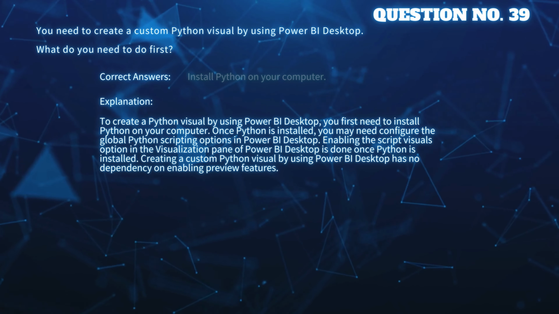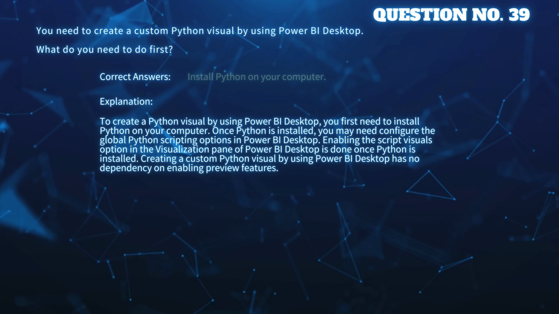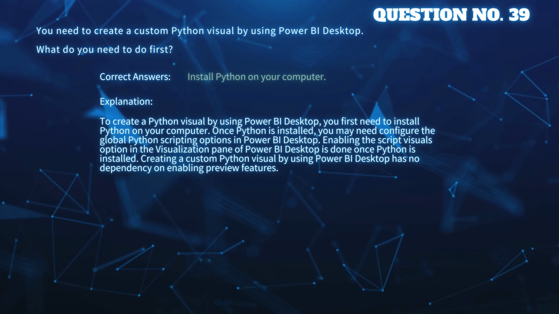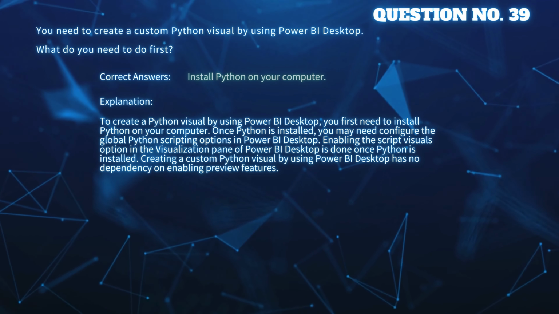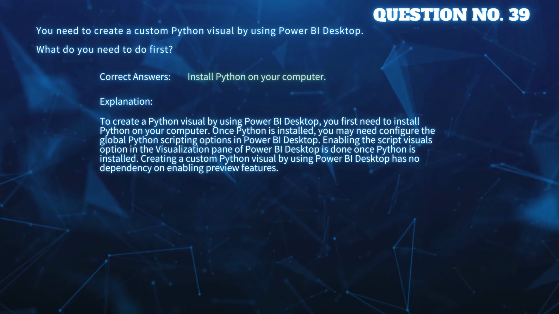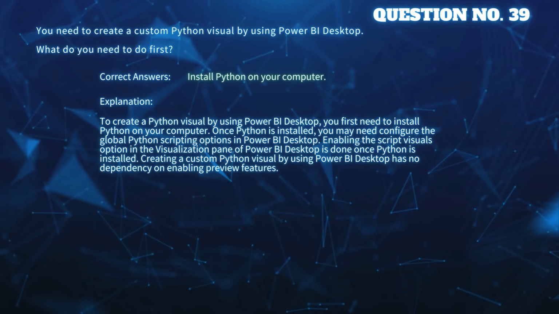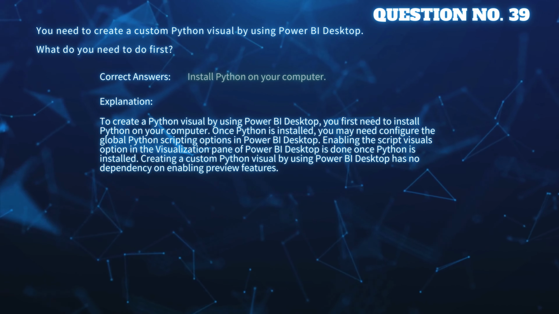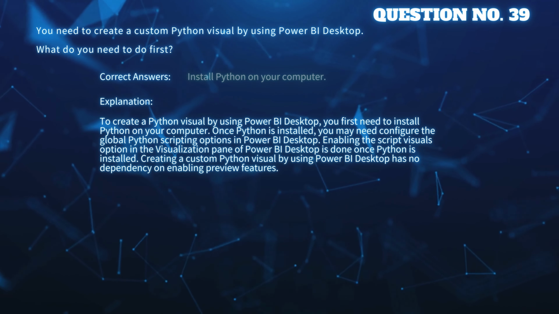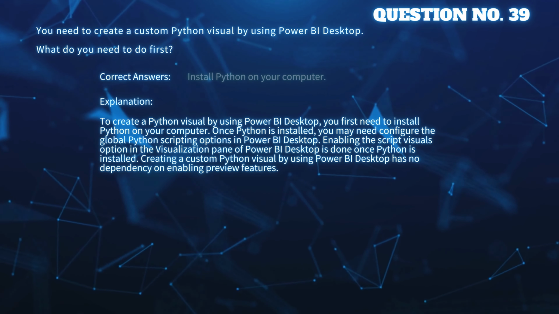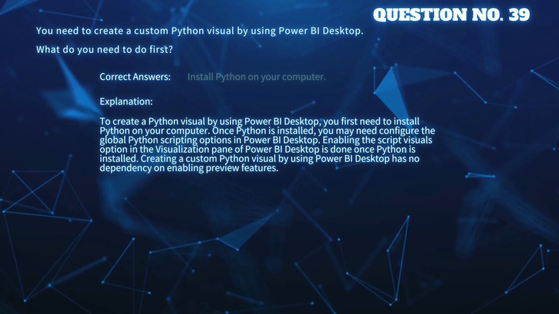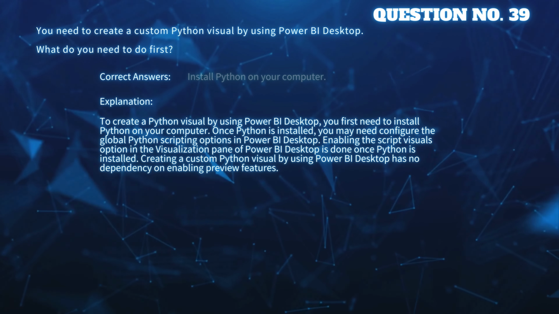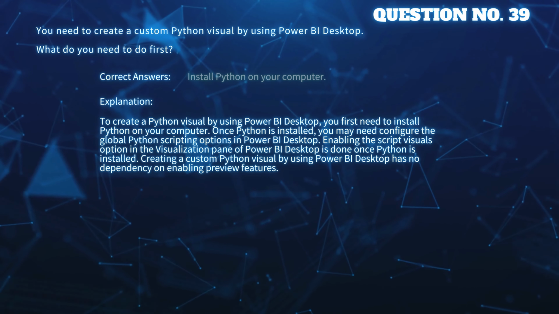Correct answers: install Python on your computer. Explanation: to create a Python visual by using Power BI Desktop, you first need to install Python on your computer. Once Python is installed, you may need to configure the global Python scripting options in Power BI Desktop. Enabling the script visuals option in the visualization pane of Power BI Desktop is done once Python is installed. Creating a custom Python visual by using Power BI Desktop has no dependency on enabling preview features.